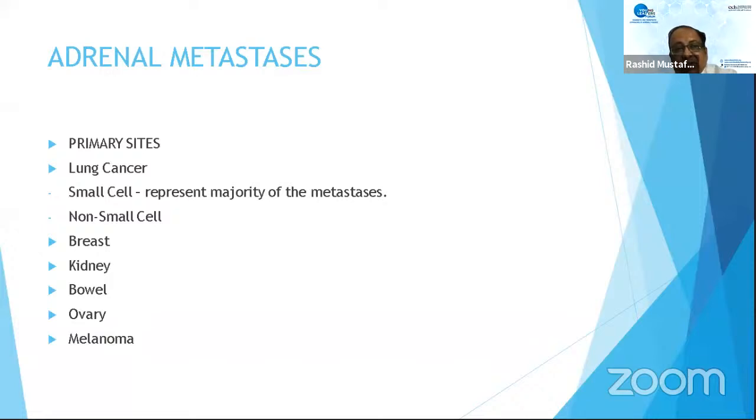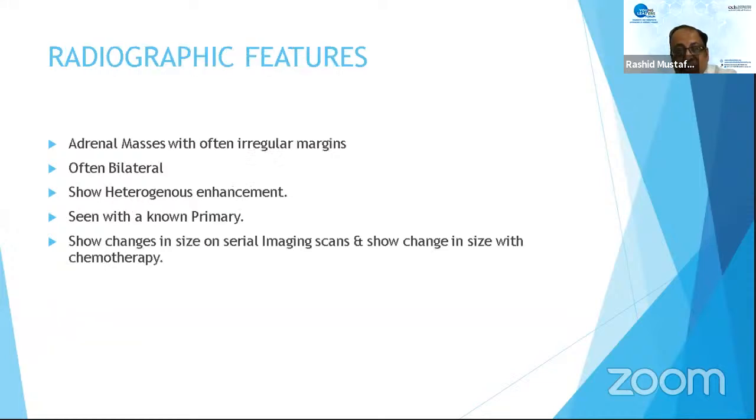Adrenal metastasis: the primary sites from where adrenal metastasis come are lung cancer, both small cell as well as non-small cell, breast cancers, renal, bowel, ovary, and melanomas. The radiographic features are that they often have irregular margins, are often bilateral, show heterogeneous enhancement, and are seen with a known primary.